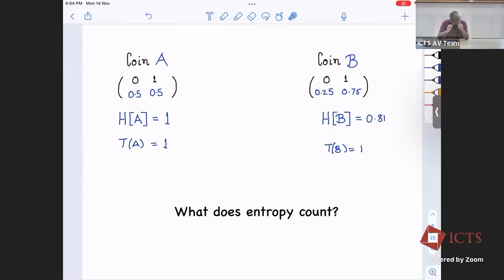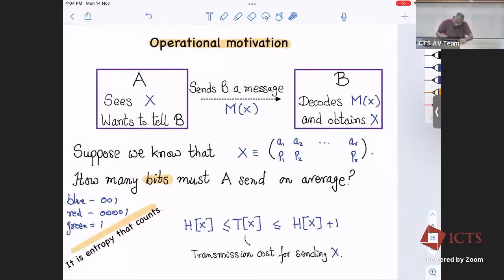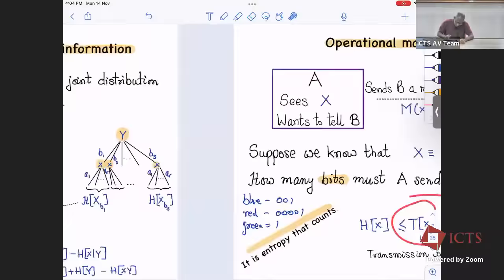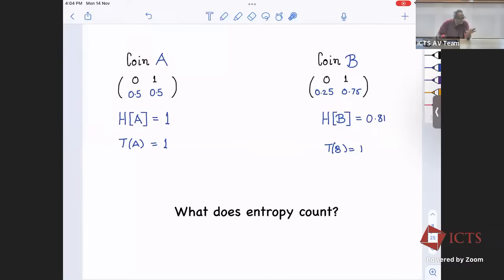So somehow entropy doesn't seem to actually count the transmission cost, the story that I made here. It is a formula, okay? But it turns out that we can make practical sense of entropy even for coin tosses, and I'll briefly mention that now, okay?